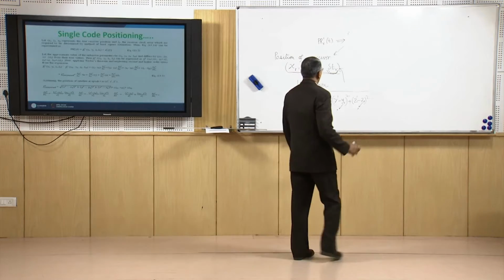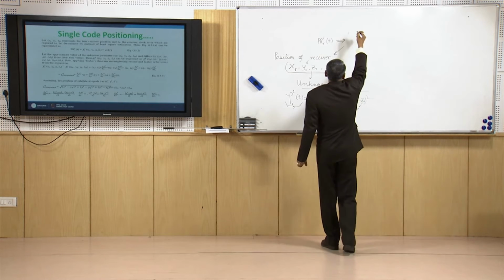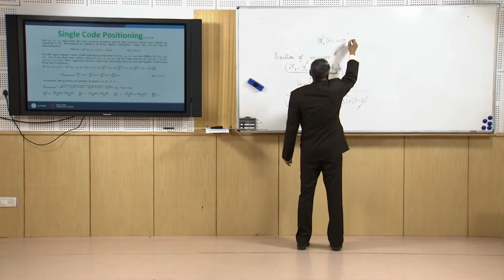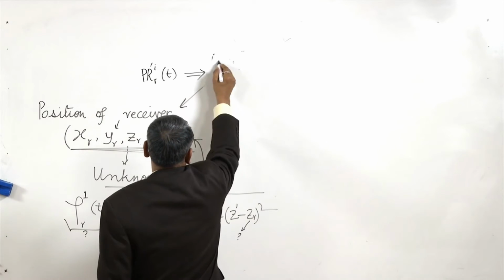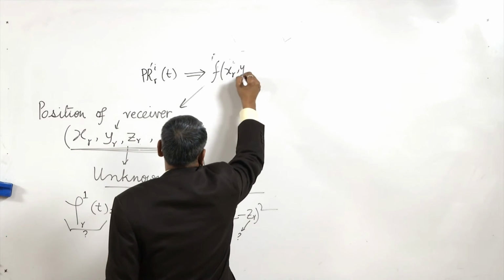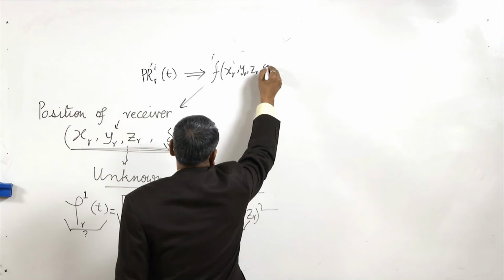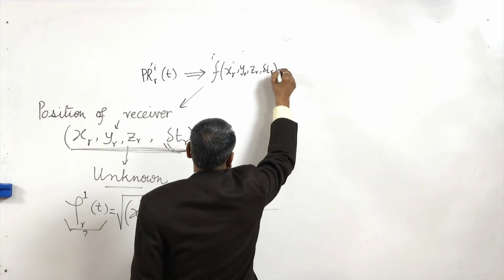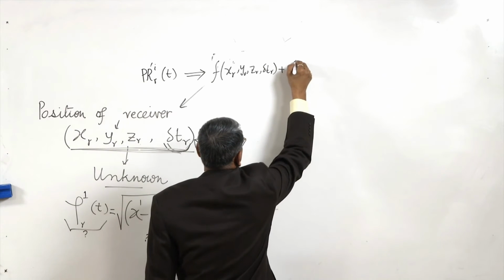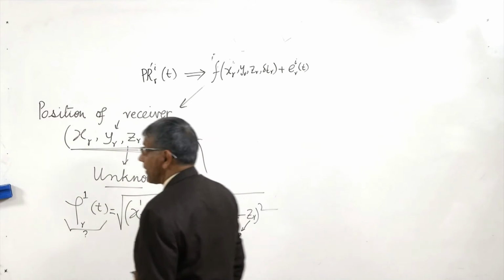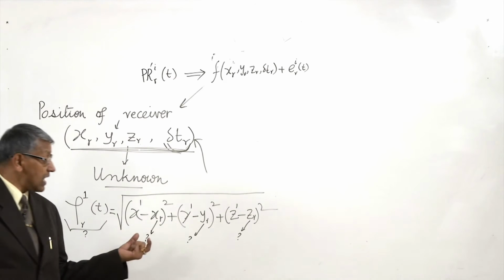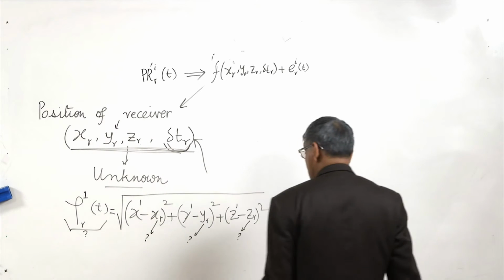So how to do it? Now as per our assumption, our pseudo range is a function of xr, yr, zr, del tr plus the error term. Now to linearize it, actually we have to assume some value for the GPS receiver.